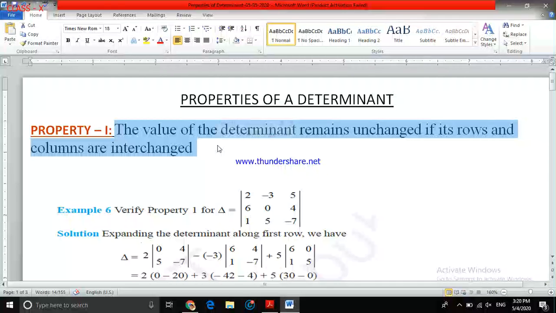That means if R1 is interchanging with R2, or C2 is interchanging with C3, or R1 is interchanging with R3, if you do any interchange of the rows, the determinant of the matrix will not change.